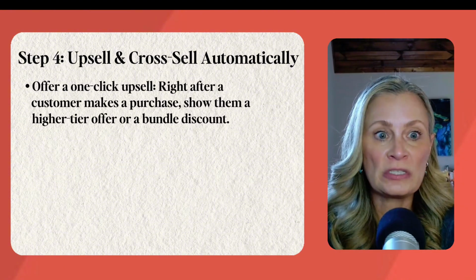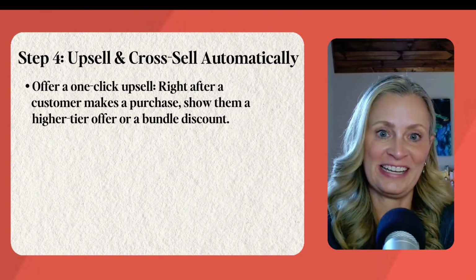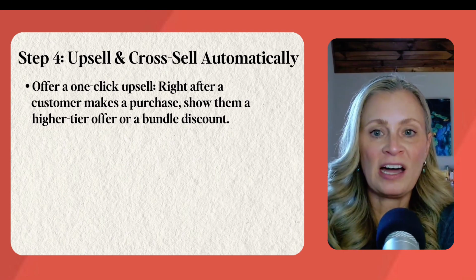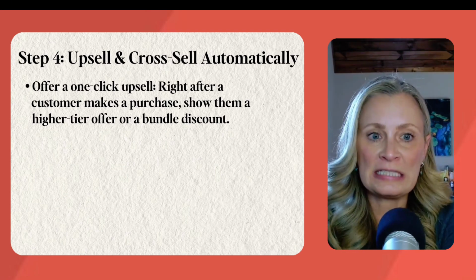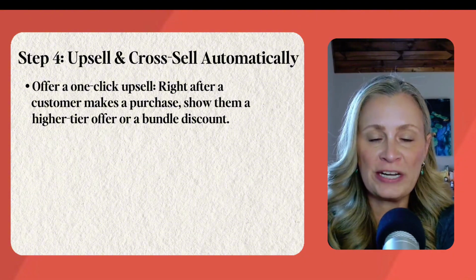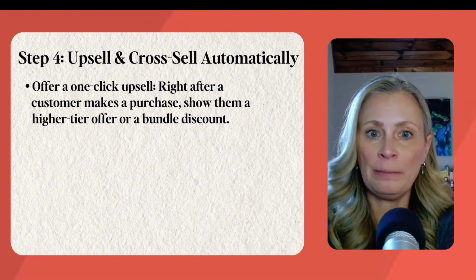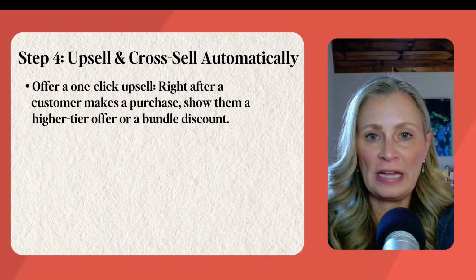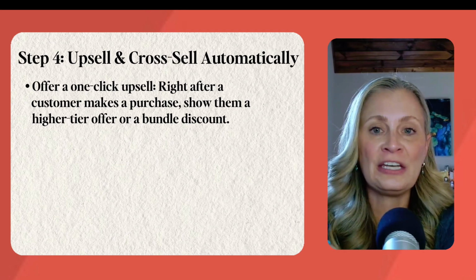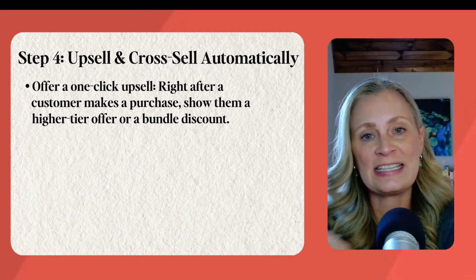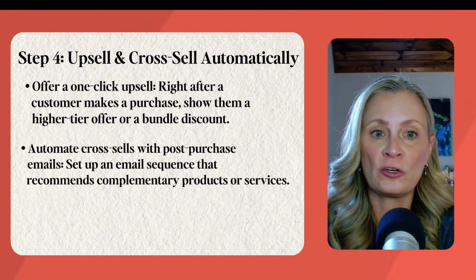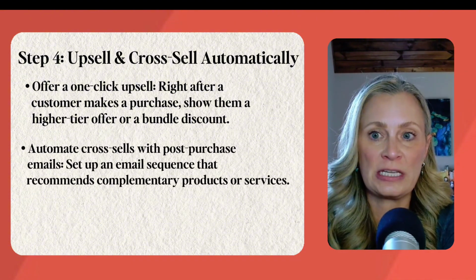So you could use a one-click upsell. So right after a customer makes a purchase, show them a higher tier offer or a bundle discount. So again, lots of great tools that you can use to help automate this. Things like Kajabi or Thrivecart will allow you to insert a one-click upsell into your funnel, which will increase that average order value. You can also automate your cross-sells and your post-purchase emails.